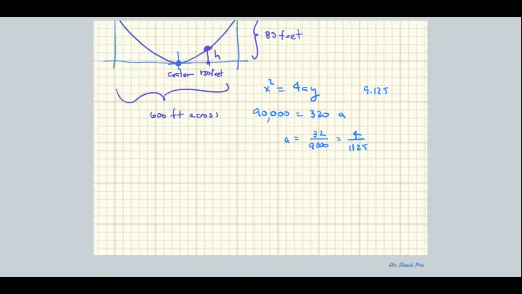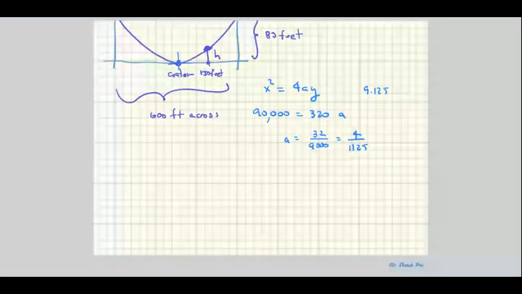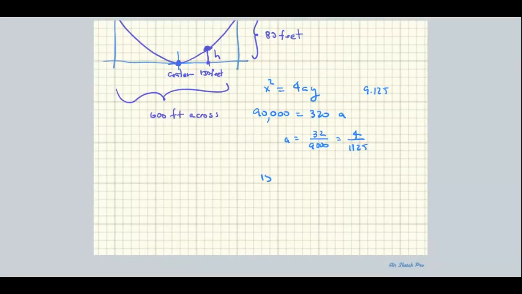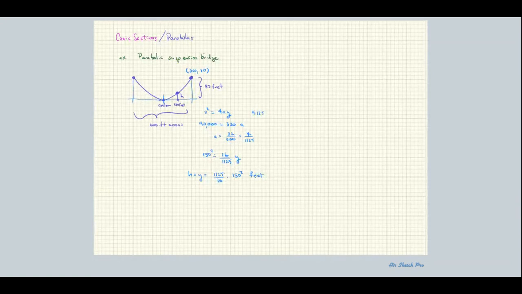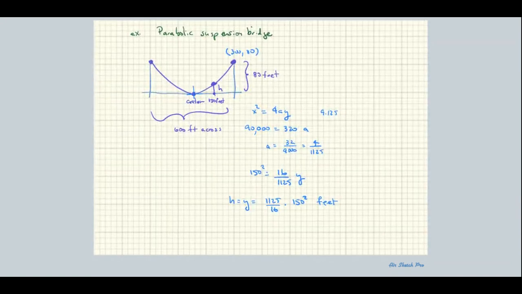Okay, so we've got our equation, right? And so now I know x, if x is 150 feet, I have a times 4 times y. And so the height, y, I'm running through this because we're out of time, is going to be 1125 over 16 times 150 squared feet. And I'll leave the calculation to students as an exercise.